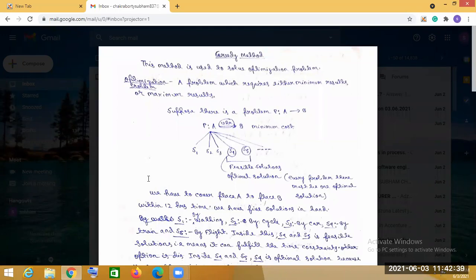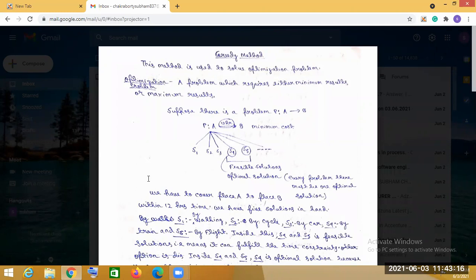Now, if we take some properties, we can say that both by train and by flight, we can reach from location A to location B within 12 hours. But we want to reach there at minimum cost. So if we take those solutions, and by train the cost will be low, that means travelling by train will be the optimal solution. So for every problem, there must be one optimal solution.